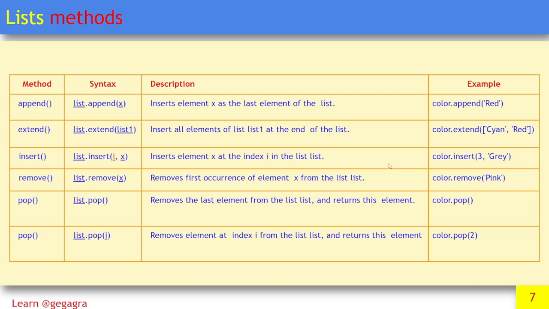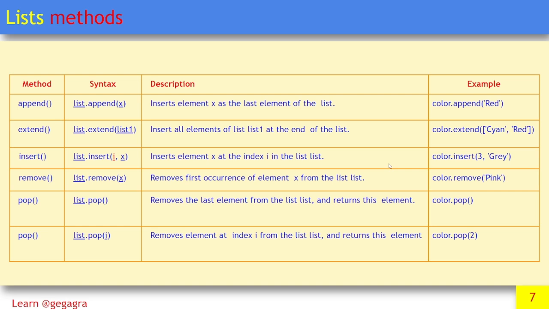Similarly, remove: list.remove(x). Here the first occurrence of the element which you mention along with the remove function will be deleted from the list. So if I say color.remove(pink), it means the first occurrence of the pink color is removed from the color list.